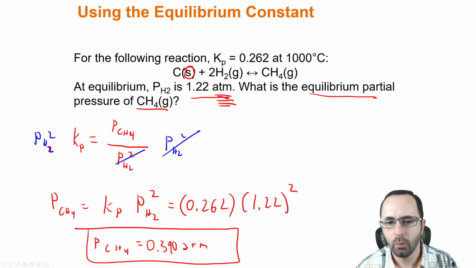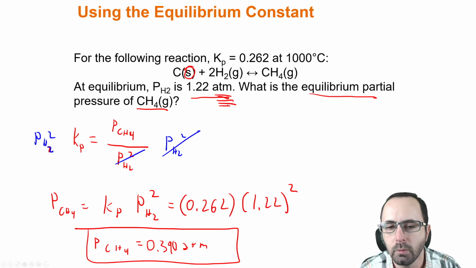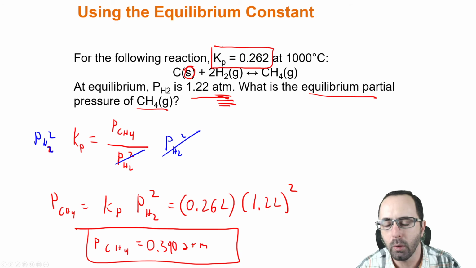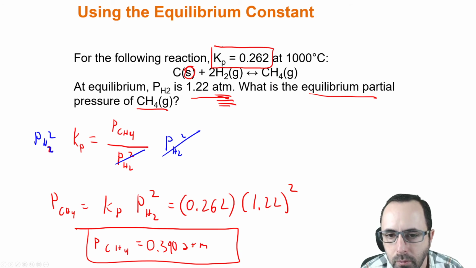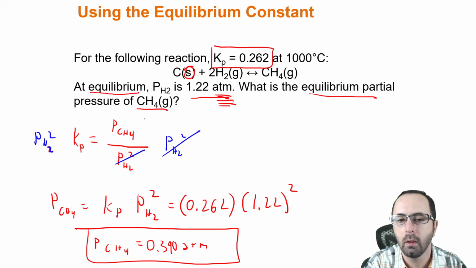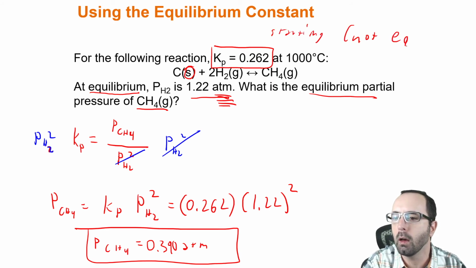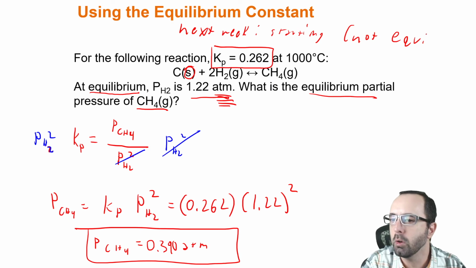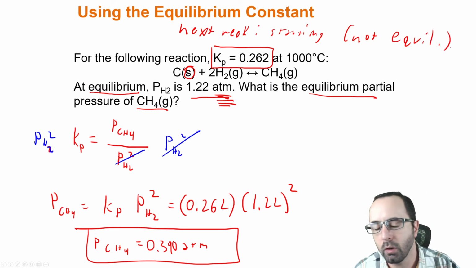Now, next week, we're going to start to study problems where you will be given only the K and asked to determine the equilibrium concentrations of all reactants and products. And you'll be given a starting concentration. So this was an equilibrium concentration, right? So next week, you'll be given the K and some starting concentration. So not at equilibrium. So this is next week. Not equilibrium. And you'll have to figure out the concentrations of everything.